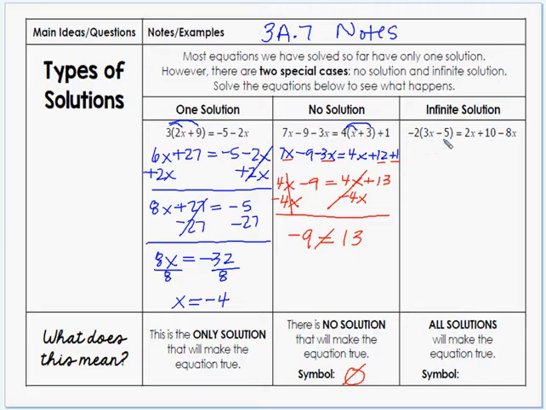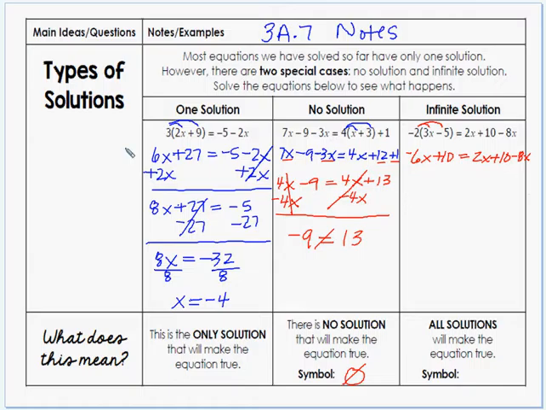We have parentheses that we need to get rid of, so we're going to start there by distributing that negative 2. So negative 2 times 3x gives me negative 6x. Negative 2 times negative 5 is a positive 10. And then this is equal to 2x plus 10 minus 8x.